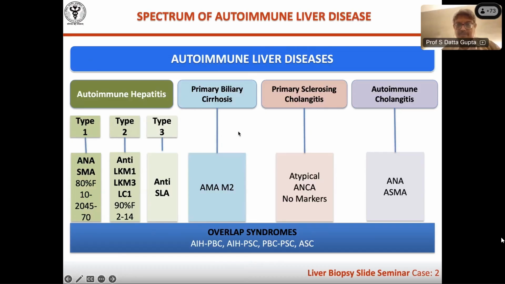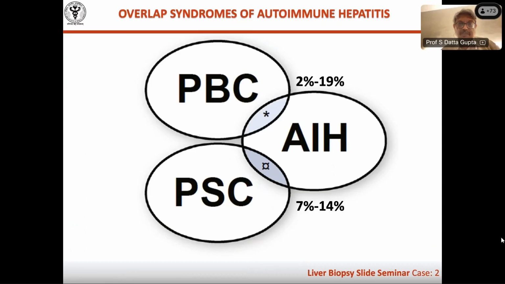Otherwise, it is this. Depending on bile duct, if it is damaged more with granulomas, AMA M2 positive, it's called PBC. Primary sclerosing cholangitis, when the bile ducts are lost, typically you get fibrosis around bile ducts. Other markers are negative. And autoimmune, when there is predominantly lobular inflammation and periportal inflammation. So that's how you classify them, right?